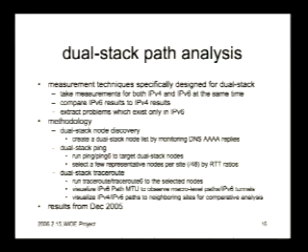So we are trying to develop measurement techniques specifically designed for dual stack measurement. The idea is to take measurements for both IPv4 and IPv6 at the same time, compare v6 results with v4 results, and extract problems that exist only in IPv6. We are trying to separate the problems of the IPv6 network from the IPv4 network because currently most IPv6 networks are deployed over IPv4 using tunnels.